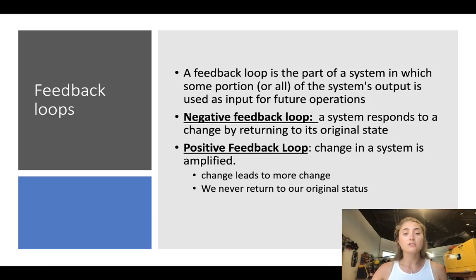So just like the title suggests, these are going to be loops. And they're a little bit of a misnomer, because a negative feedback loop sounds like it would be a bad thing, and a positive feedback loop sounds like it would be a good thing, but it's really the opposite. A negative feedback loop is change that allows us to return back to our original state or status, whereas a positive feedback loop is change that will lead to more change. We're just going to keep changing, so we'll never get back to our original status.